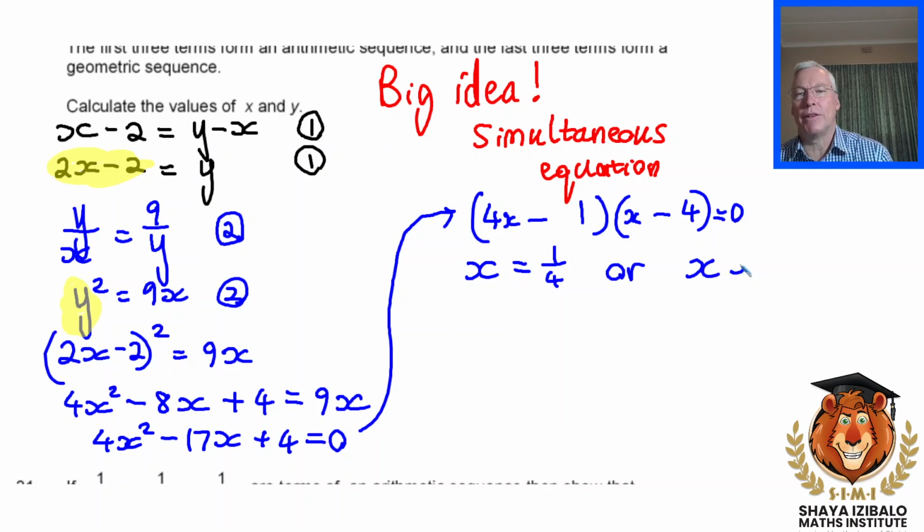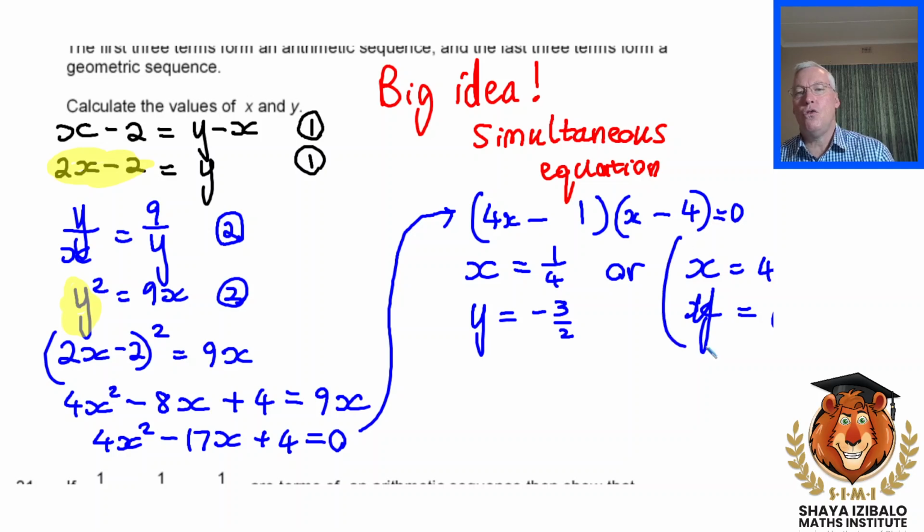Now remember, we're actually solving simultaneous equations here, so we need values for y. Each of these values for x is going to give us a value for y. Now, 2 lots of a quarter is a half. I'm doing this over here. You can put it into a calculator if you need to, but you shouldn't need to. A half minus 2 is negative 1.5. If x is 4, 4 lots of 2, 8, take away 2 is 6.